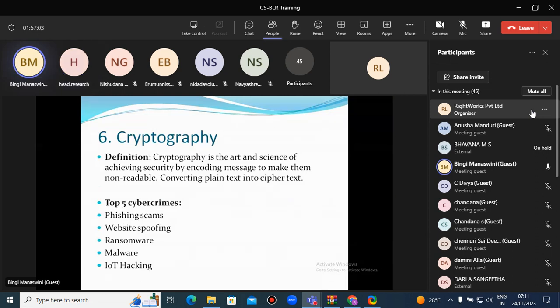It is the art of achieving security and making systems less vulnerable. It's also known as converting plain text into cipher text, which is known as encryption. The main aim of cryptography is to transfer the data from one person to another person without losing the confidentiality, integrity, and availability of the data.